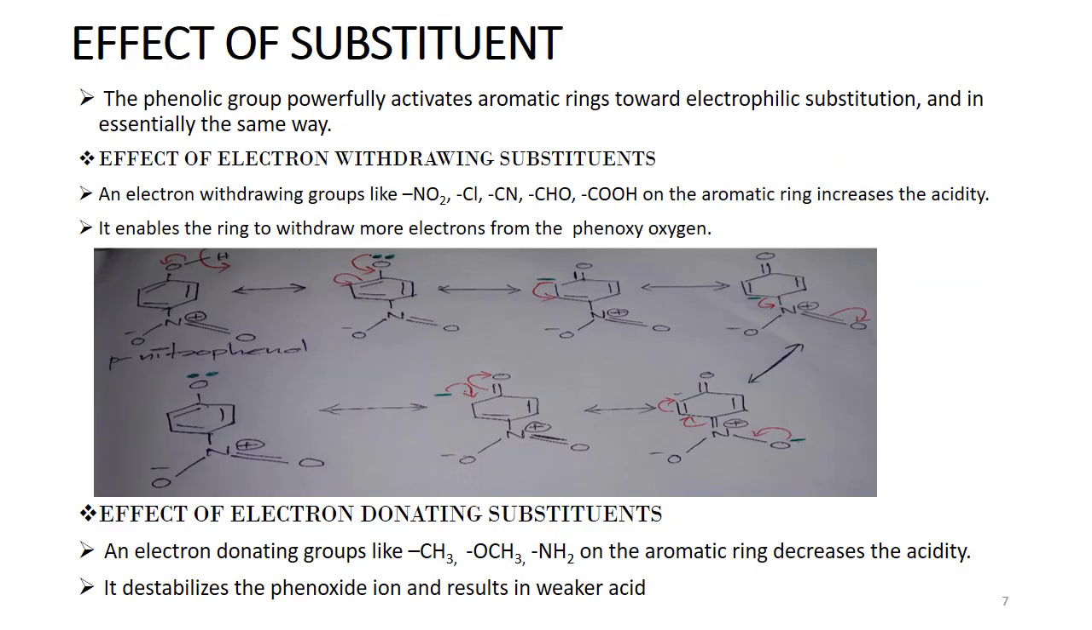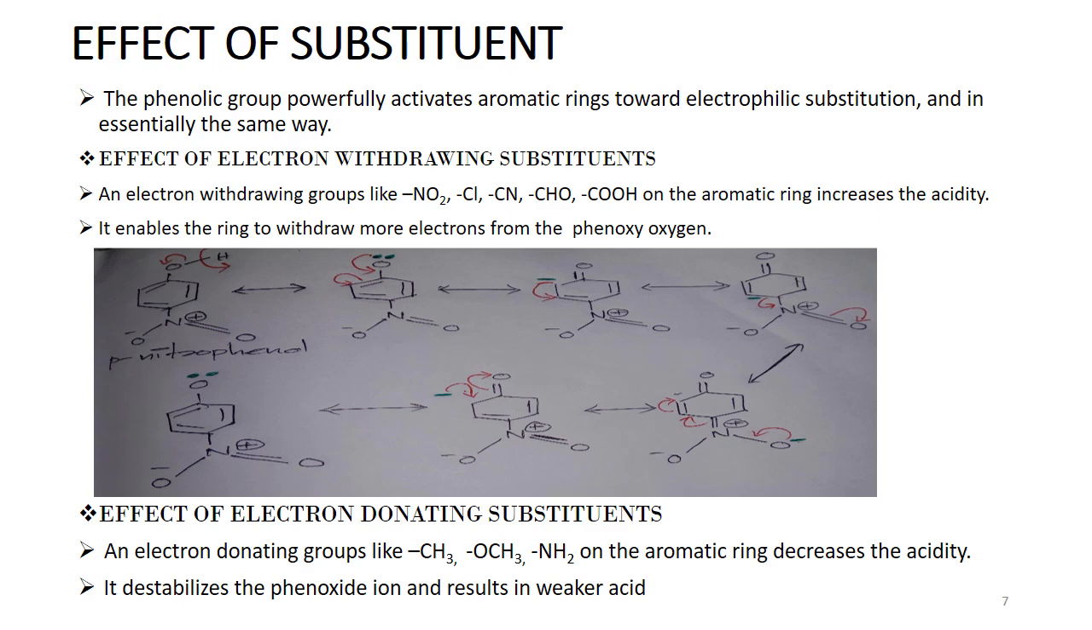What is the effect of substituents on the acidity of phenol? Phenoxide ion has a negative charge. Any substituent that can disperse the negative charge will increase the stability of the phenoxide ion and increase the acidity of phenol. So we know that electron withdrawing groups can disperse the negative charge of phenoxide ion, increasing the stability of the phenoxide ion and increasing the acidity of phenol. And electron releasing groups will intensify the negative charge of phenoxide ion, decreasing the stability of phenoxide ion and decreasing the acidity of phenol.